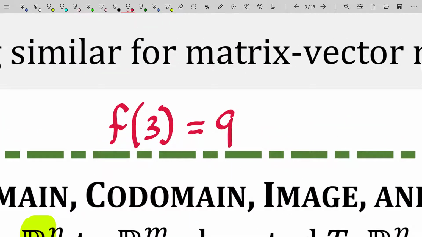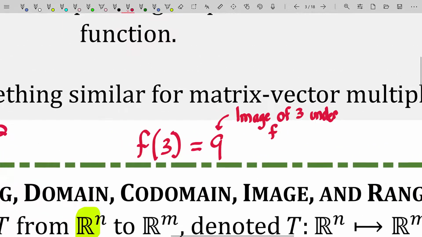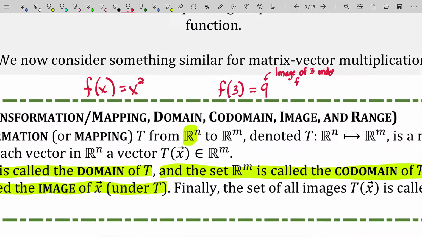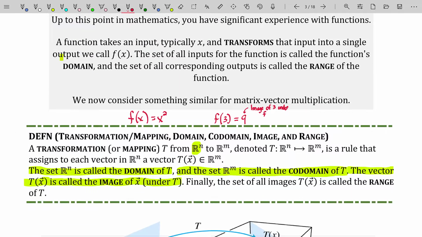However, when you're talking about transformations, that right there is sometimes called an output, but really we call that an image. The image of 3 under the function f is how you would say that, or under the mapping of f. You don't have to do that in your calculus course, so don't worry about that. But when you are in linear algebra, you definitely want to call the output the image. It's just important. And finally, the set of all images, so the set of all outputs, is called the range. And that's what I was saying a moment ago.